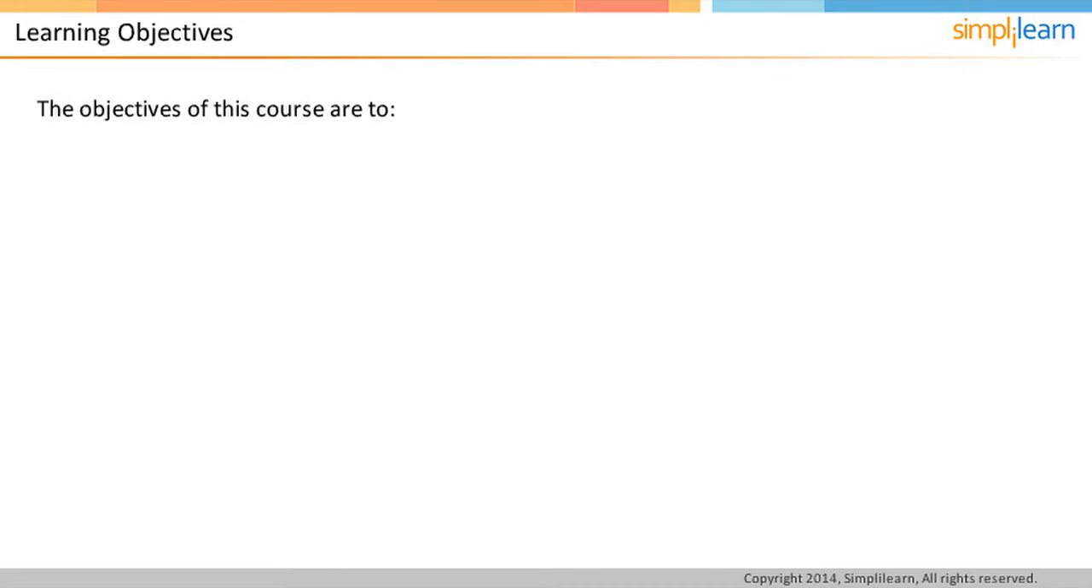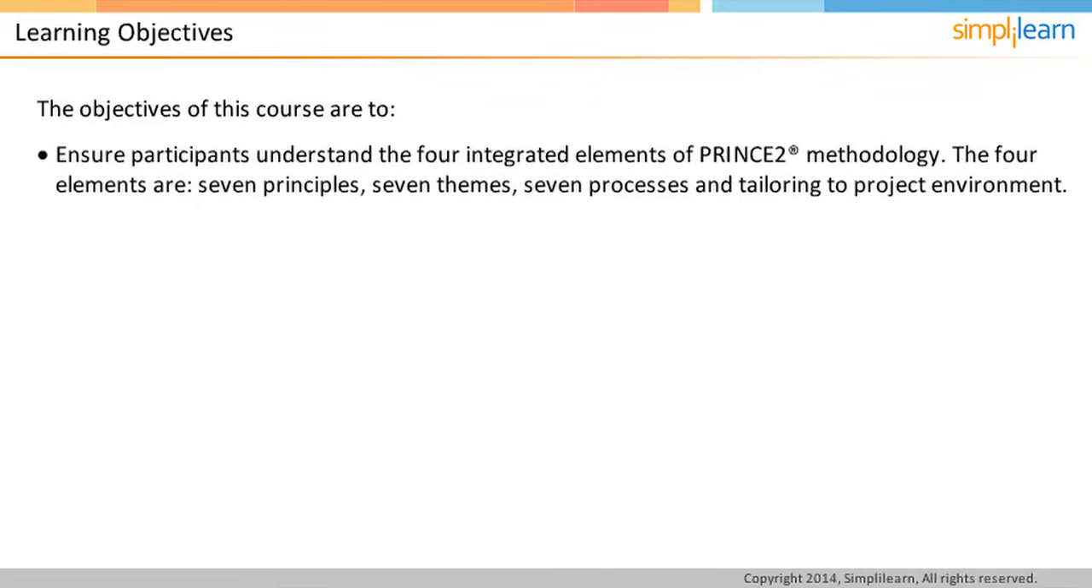The main objective of this course is to ensure participants understand the four integrated elements of PRINCE2 methodology. The four elements are 7 principles, 7 themes, 7 processes, and tailoring to project environment. We will be covering each of these core elements in detail during this course. Knowing these elements will help in PRINCE2 Foundation examination.